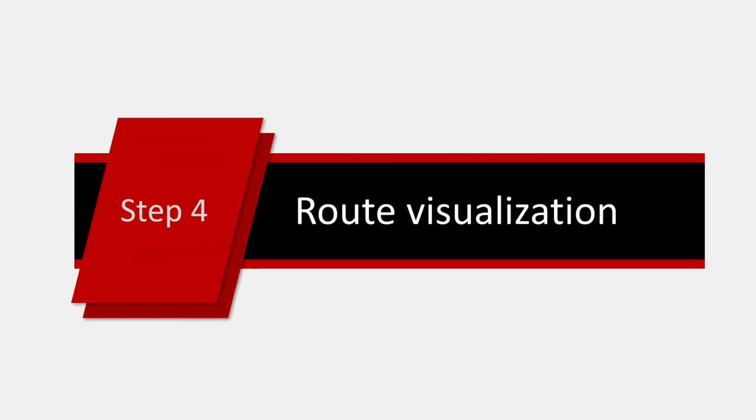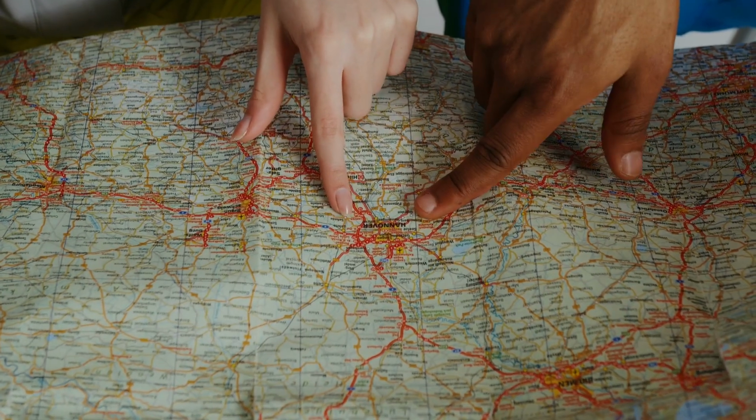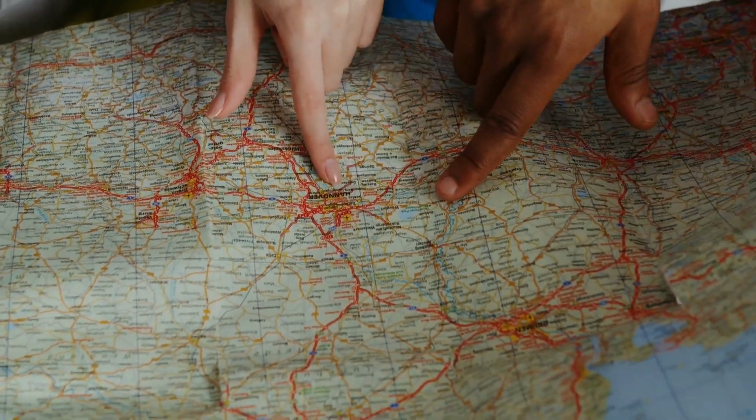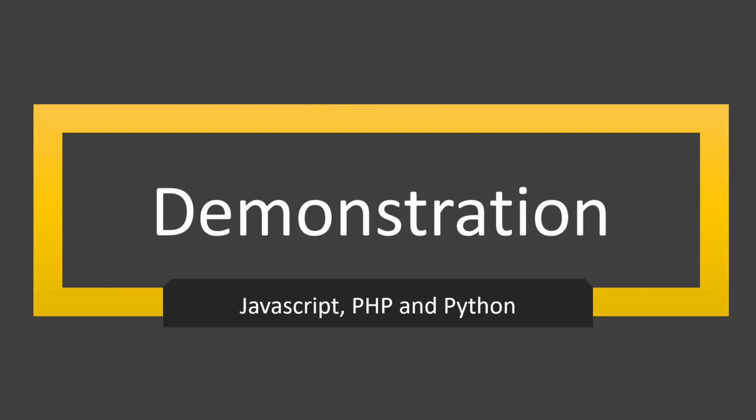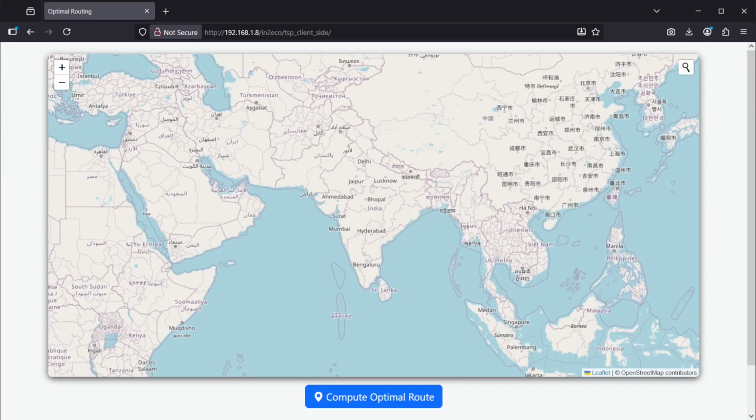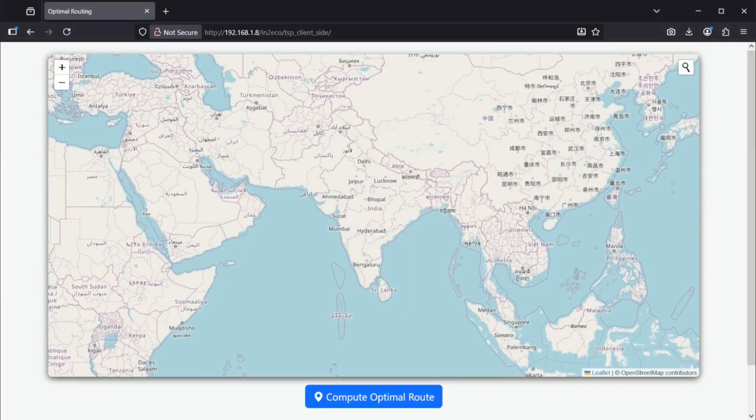Step 4. With the optimized location sequence, the next step is to visualize it. For this, the sequence of places is sent to the routing API to fetch the actual route on a map. I made a working prototype by integrating the individual parts using JavaScript, PHP, and Python. I'll be the first to admit that the UI still needs work. But since the code is open sourced, I'm hoping someone can help improve that part. For now, let's just see if the system works as expected.